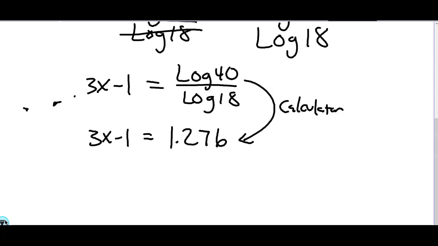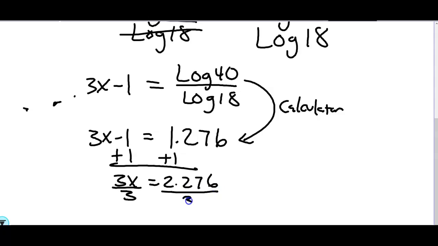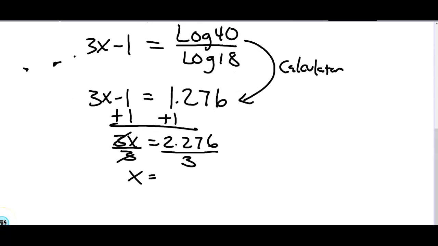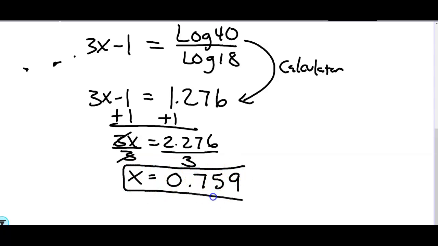After that, guys, we just get to do some basic algebra. So how do I solve for x? So that's how we're going to end up solving it. I found the answer. We should be getting 0.759. Yes. This is correct. So that's how we can use logarithms to solve exponential equations. Okay?